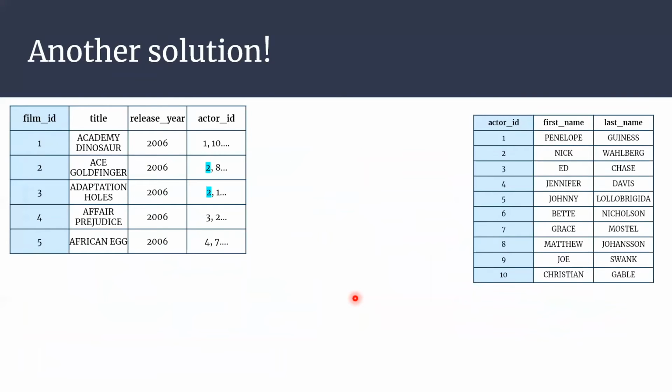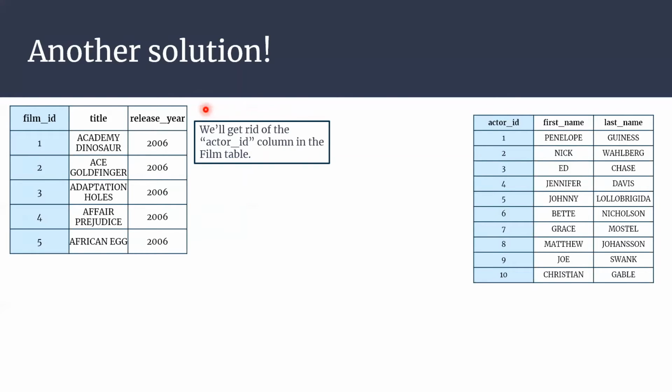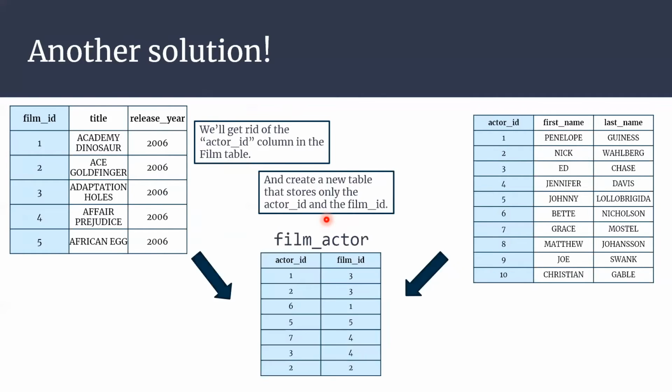Okay, now another solution to make our storage more efficient. So we'll just get rid of the actor ID column. So these are the same tables as what we saw last time, the film table and the actor table. Now what we'll do is we'll get rid of this actor ID column, right? And we will create a new table that stores only the actor ID and the film ID. So this might sound a little confusing, so just bear with me. So this is the new table that we are going to create. We'll call it film actor because it combines the film table and the actor table. And what we'll do is we'll store just the actor ID and the film ID.